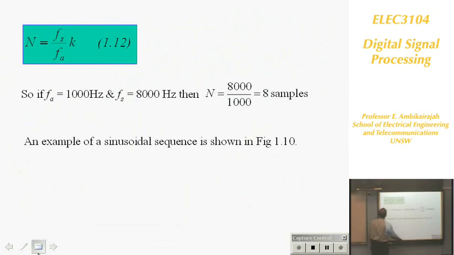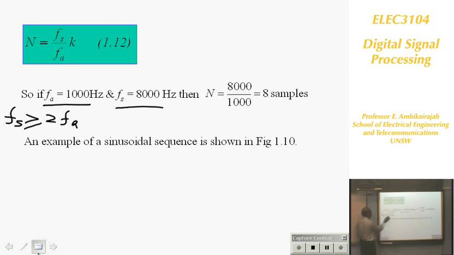Here's an example. You have been told your analog frequency is 1000 hertz. So sampling has to be at least twice that, 2000 hertz. But here it is 8000, so that's fine. Fs has to be greater than or equal to 2 times Fa, which means 2000 hertz is the minimum value. Maximum is 8000, that's fine. So if you are asked to find at every how many samples it will repeat, you can do it this way as well.